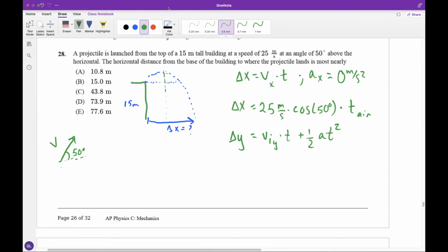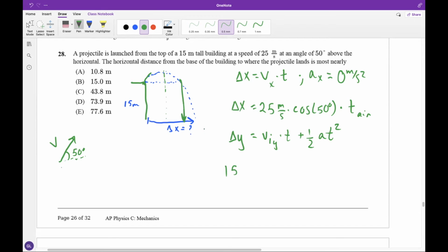Okay, so what are we doing? Here we can go ahead and start plugging in some numbers. This is going to be the vertical displacement. Now, yes, the ball is going to go up, but then it's going to return to this point. So at the end of the day, the displacement is only the height of the building. So this is going to be 15 meters.